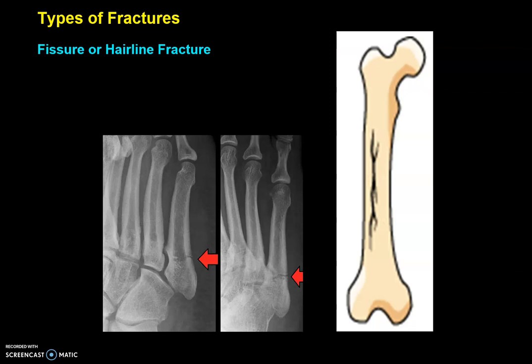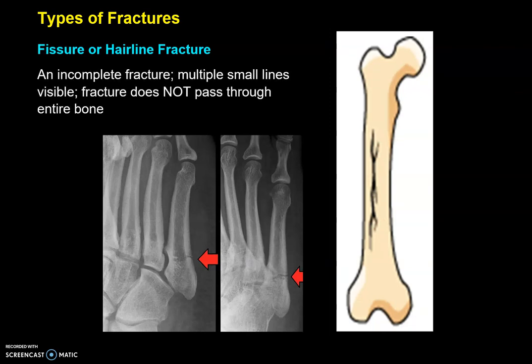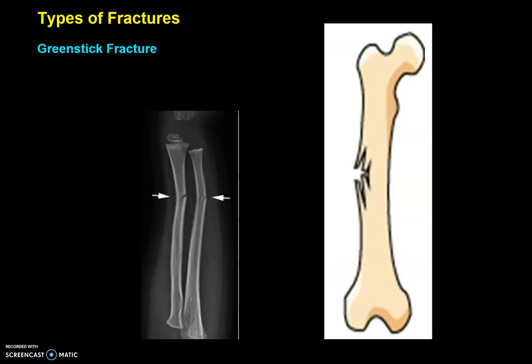A fissure or hairline fracture is an incomplete fracture that has multiple small lines that are visible, and this fracture does not pass through the entire bone. And the last is a greenstick fracture. A greenstick fracture is an incomplete fracture where bone bends rather than breaks.